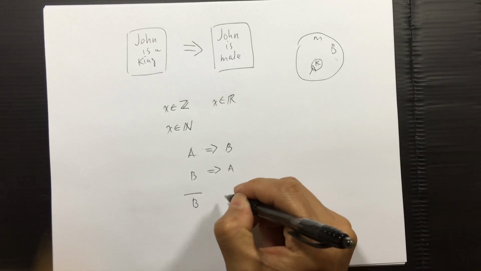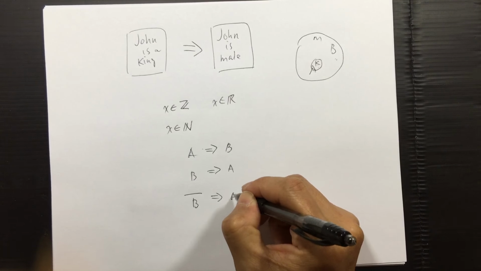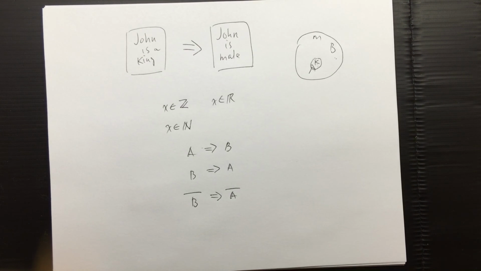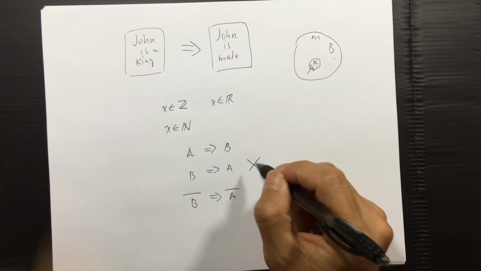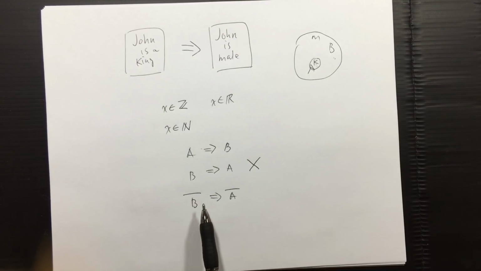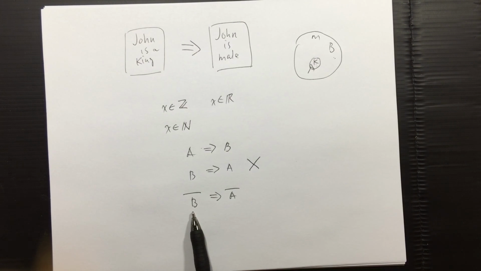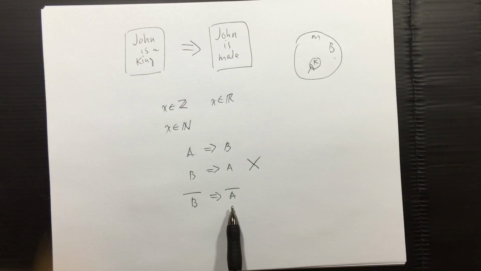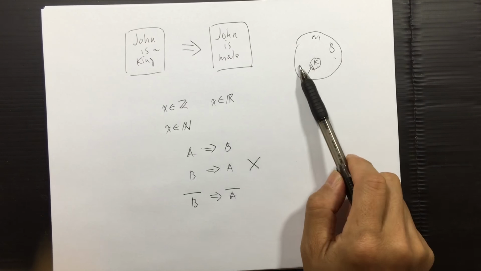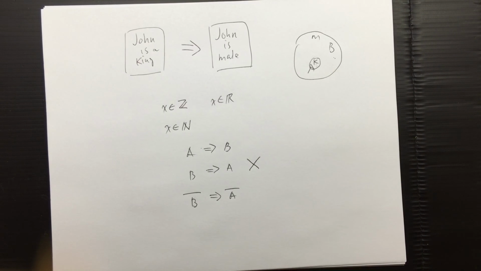If you're not in B, can you get to the conclusion that you're not in A? This one is wrong, right? However, if you know you're not in B, can you get to the conclusion that you're not in A? Yeah, because if you're not male, then you're not king. Do you get my point? If you're in A, you're in B, of course.